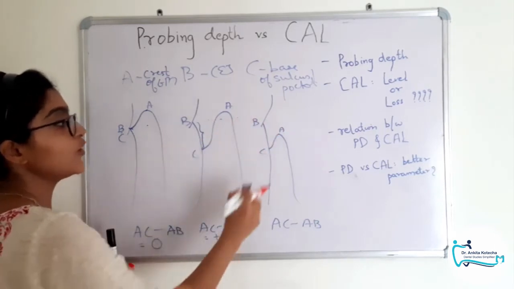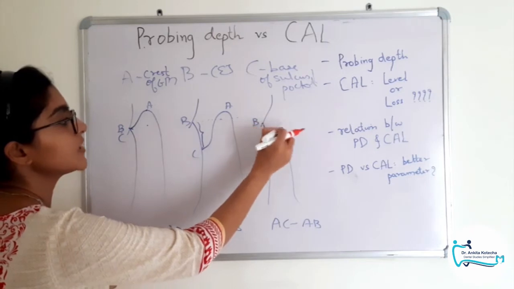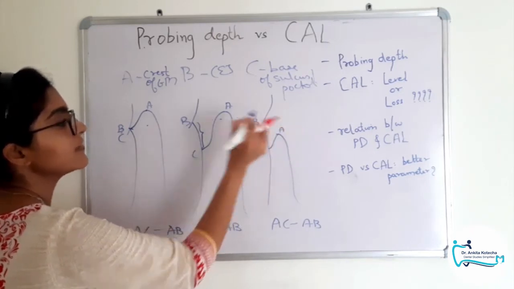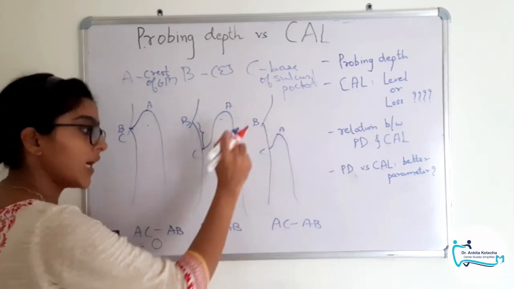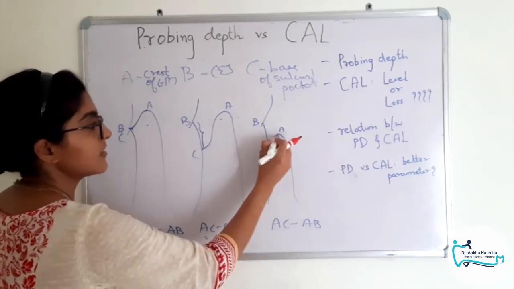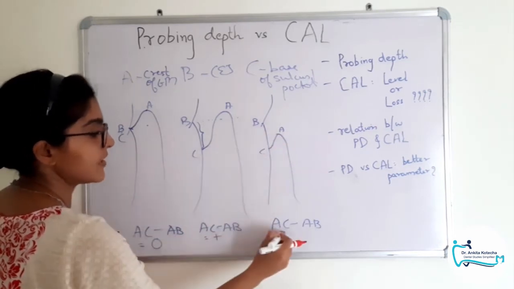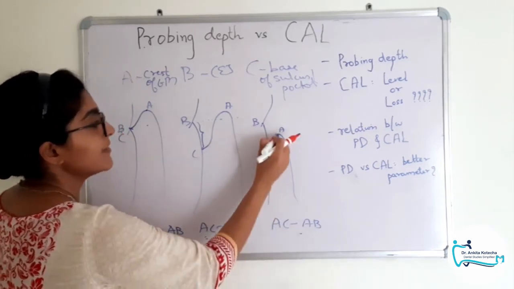Coming to the next scenario where we have recession. As you can appreciate, CEJ is visible, root is visible, and the crest of the gingival margin is here. Now, again, the rule is the same. We have to subtract this distance. This is the pocket depth, crest of the gingival margin to the base of the sulcus, minus this distance.